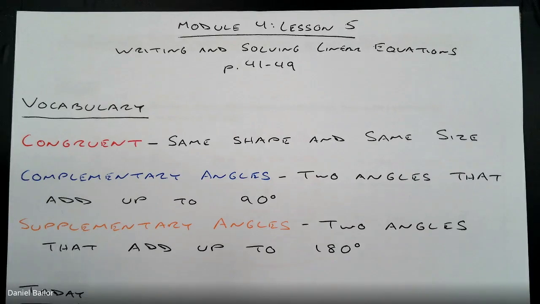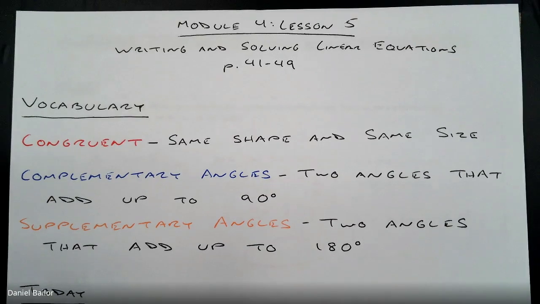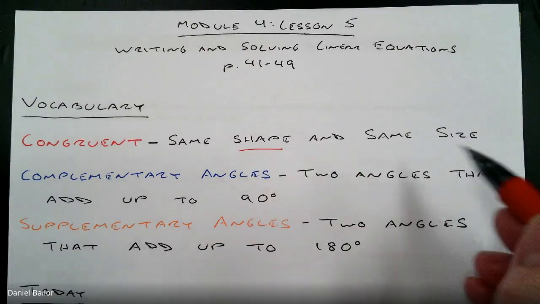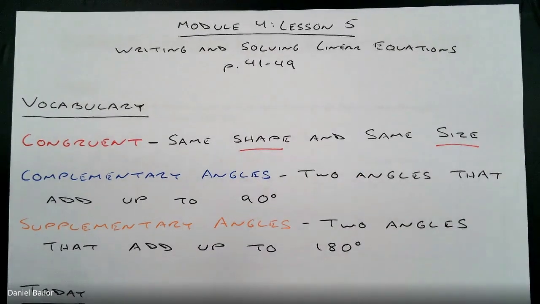Today's lesson vocabulary, we have 3 words about angles: congruent, complementary, and supplementary. Congruent we practiced before in other modules this year. Congruent means same shape and same size. You will see that word in today's lesson talking about congruent angles.